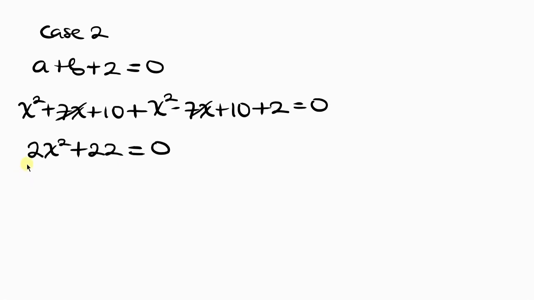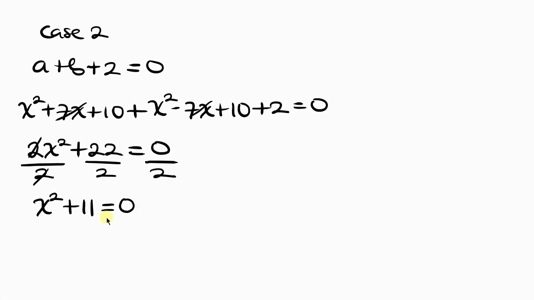Well, 2 can actually divide. So I'll divide here by 2, divide by 2, I'll divide by 2. Now 2 can cancel off 2, leaving behind x squared. Now 22 divided by 2 is actually 11, equal to 0 divided by 2 is 0. Our next step will be for us to move 11 to the right hand side so that we have x squared to be equal to, now as 11 crosses to the right, it becomes negative 11. So our next step will be for us to take the square root of both sides in order to get the value for x.